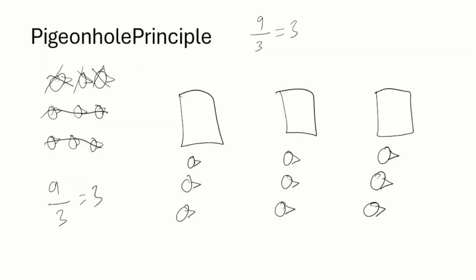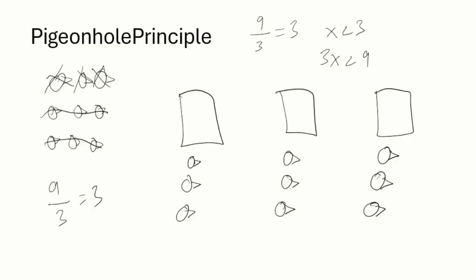So let's see if that makes sense. Suppose all of the cubbyholes had less than 3 pigeons. Suppose all of the cubbyholes had x pigeons, where x is less than 3. Then there'd be 3x pigeons in total, and this would be less than 9 since x is less than 3.